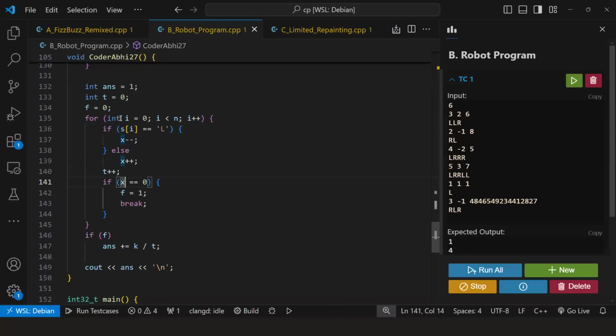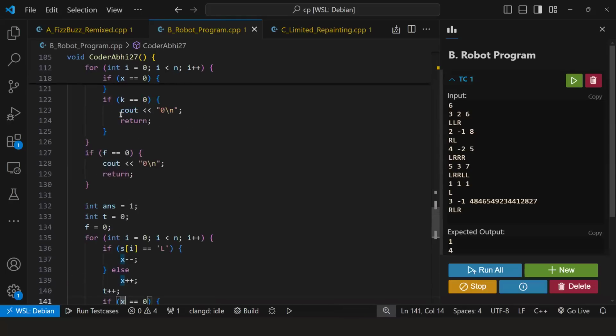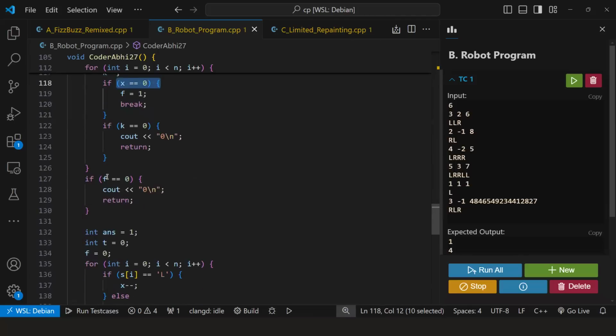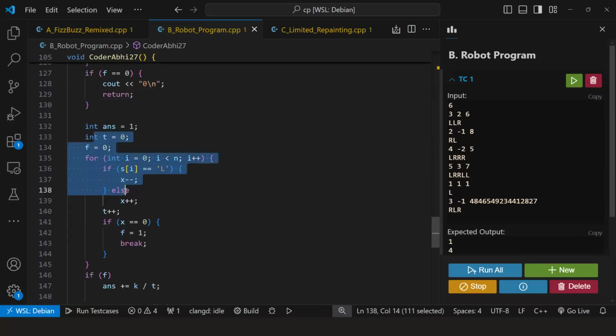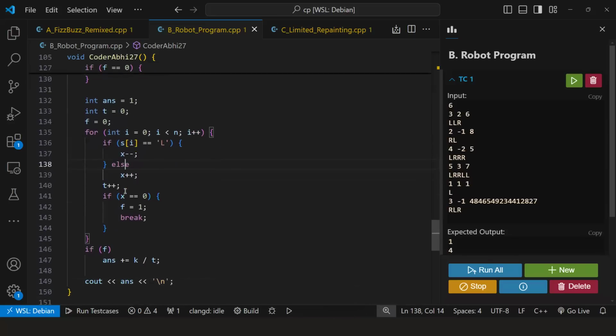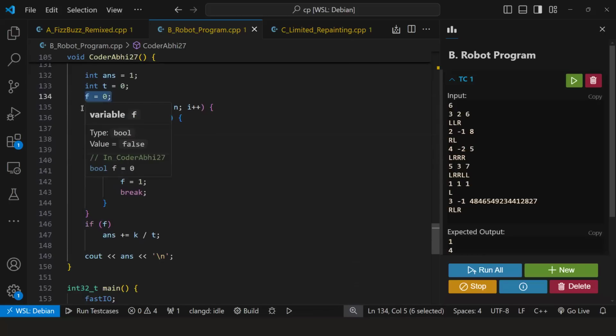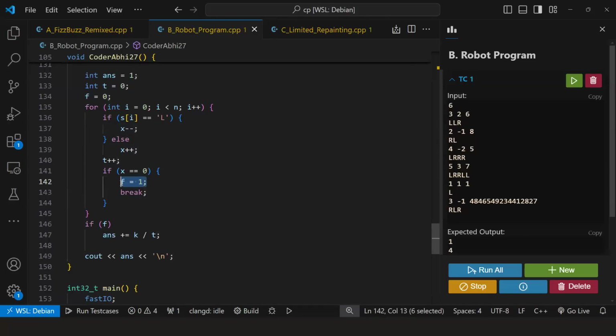Now I started with x equal to 0 because after running this loop, x had become 0. If x was not 0 after running this loop, I would just print 0. So if I'm coming here, that means my x is already 0, and I don't need to initialize it to 0 again. Now I'll just simulate the process. If x becomes 0 again, I set the Boolean variable to 1 and break out of the loop. So my x is now again 0.